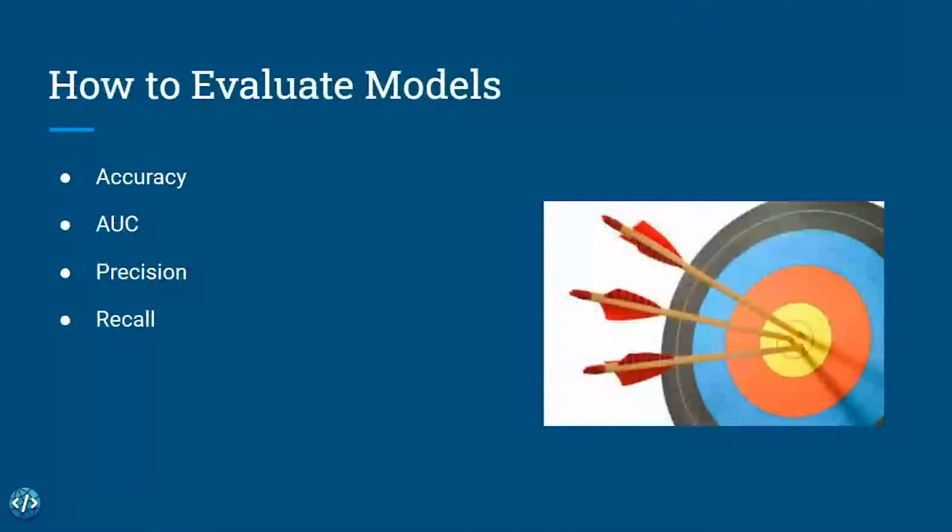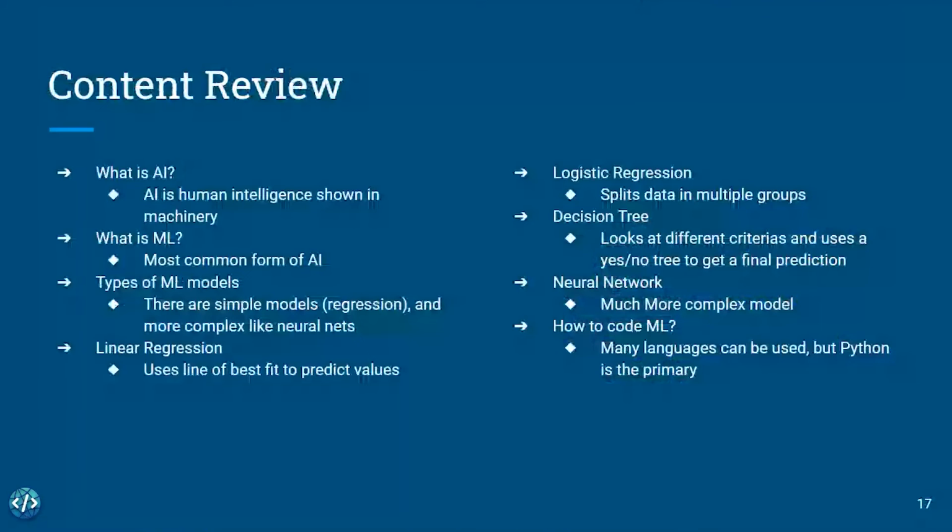There are many ways to evaluate models, and the four main ones are accuracy, AUC, precision, and recall. You're going to be using different ones based on your task, and if you're going to be using a classification problem, like the heart disease predictions we talked about earlier, you would be using accuracy.